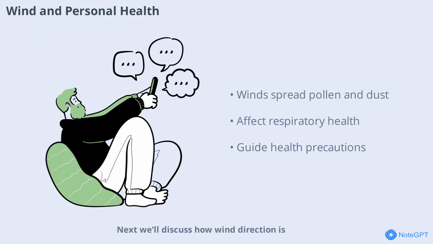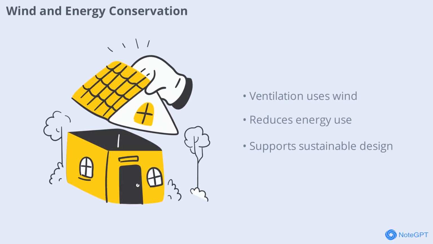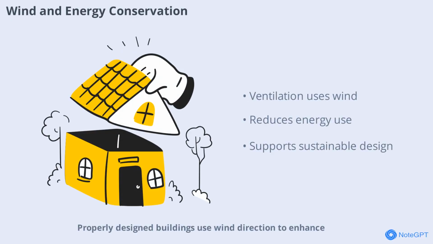Next, we'll discuss how wind direction is important for energy conservation and building efficiency. Properly designed buildings use wind direction to enhance natural ventilation and reduce reliance on air conditioning. By capturing cool breezes and blocking hot winds, energy use can be minimized. Architects and engineers study local wind patterns to create efficient, comfortable spaces. Understanding wind direction is a key part of sustainable design.